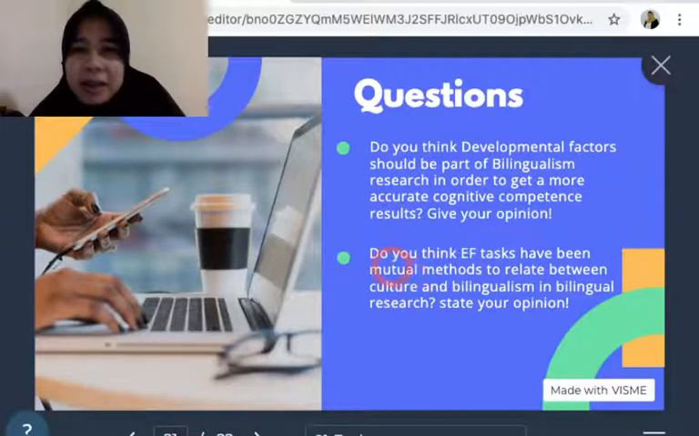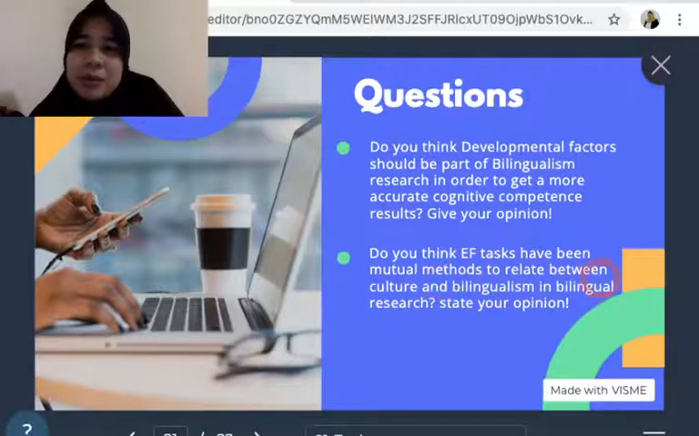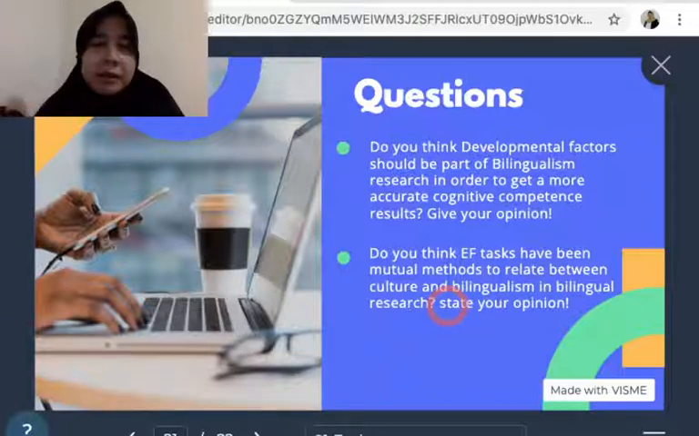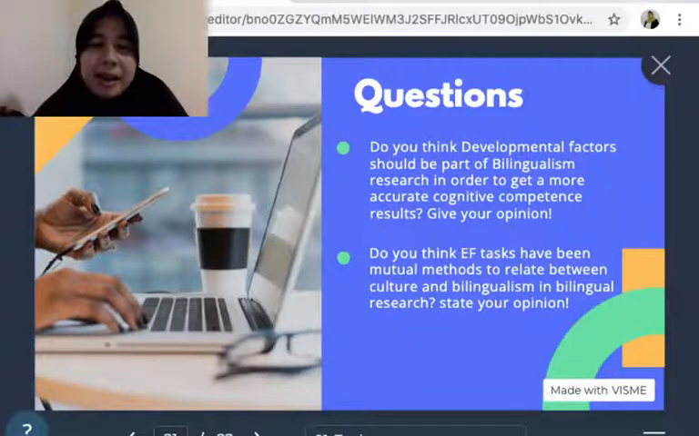And the next one is: do you think EF tasks have been mutual methods to relate cultures and bilingualism in bilingual research? Because as you can see, even though they are doing the EF performance task, in several tests they found no significant relation between bilingualism and cultures. So I need your opinions about it if you want to conduct research related to bilingualism and cultures.